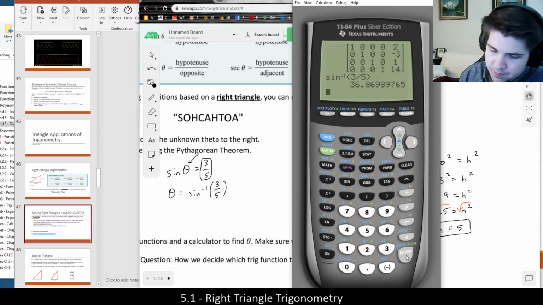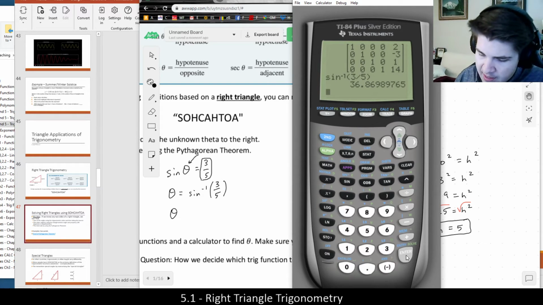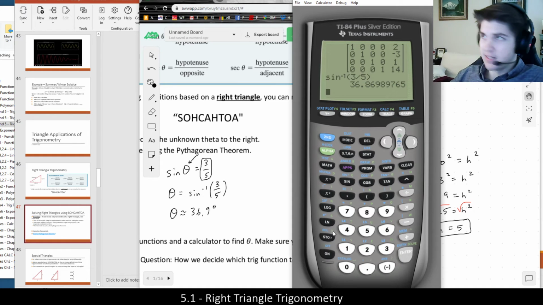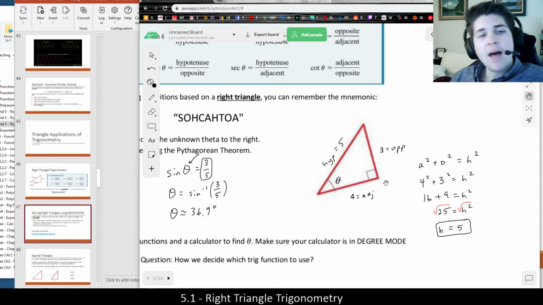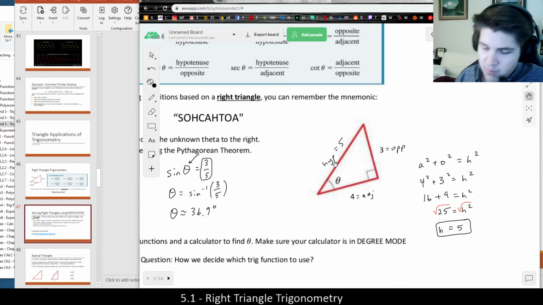But anyways, what I come up with here is that the interior angle of that triangle, angle theta, is approximately 36.9 degrees, just rounding to the nearest tenth arbitrarily. And there we have it.